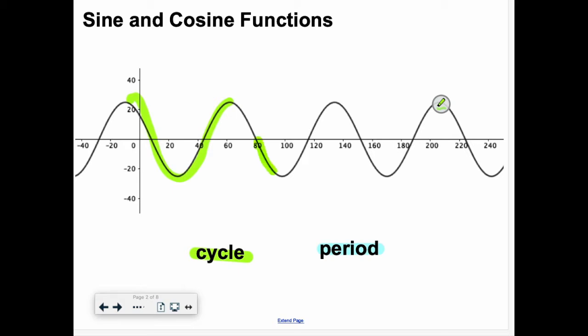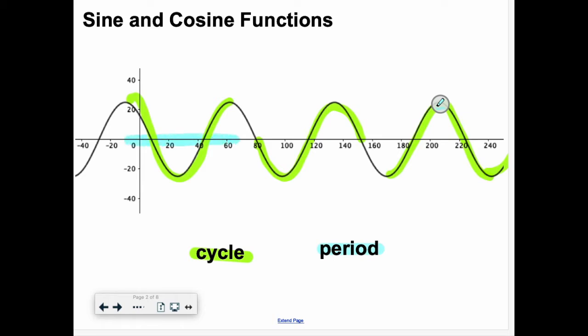If I start here, it's also the same cycle. I can do the same thing here. I'm ending at the same place. Actually, this would continue to go up in here. Now, the period I'm going to do in blue. The period would be this.